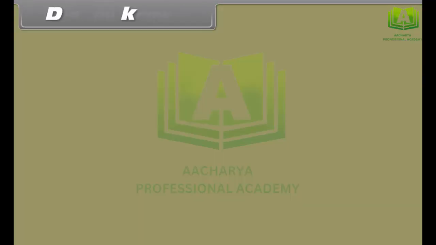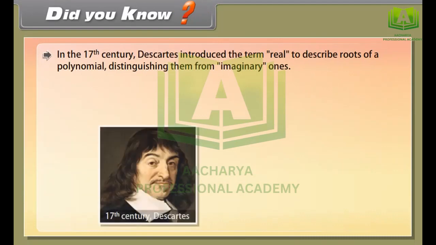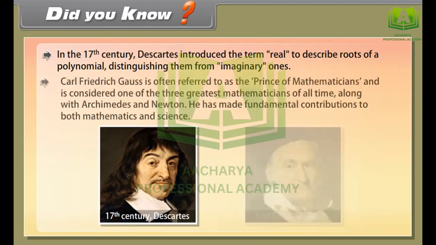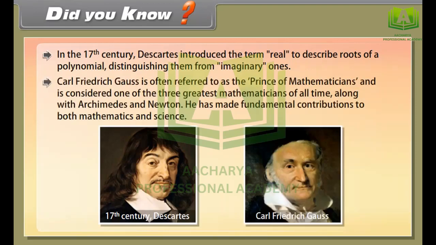LCM is equal to 22,338. Did you know? In the 17th century, Descartes introduced the term real to describe roots of polynomials, distinguishing them from imaginary ones. Carl Friedrich Gauss is often referred to as the Prince of Mathematicians and is considered one of the three greatest mathematicians of all time, along with Archimedes and Newton. He made fundamental contributions to both mathematics and science.